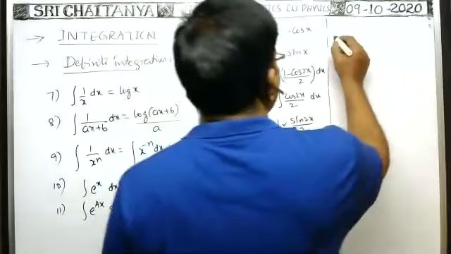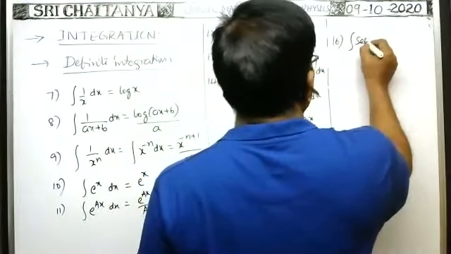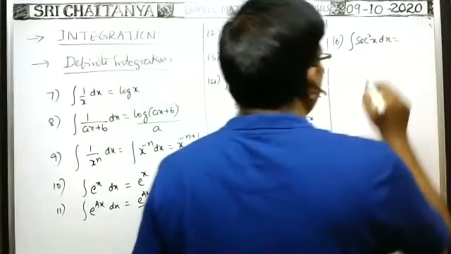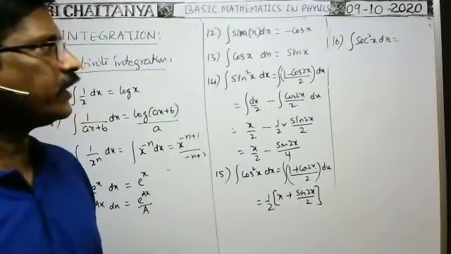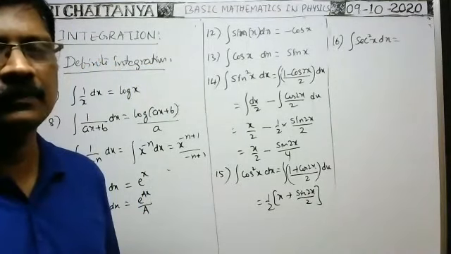Okay, next 16. Integral secant square x dx. Which function when differentiated will give secant square x?